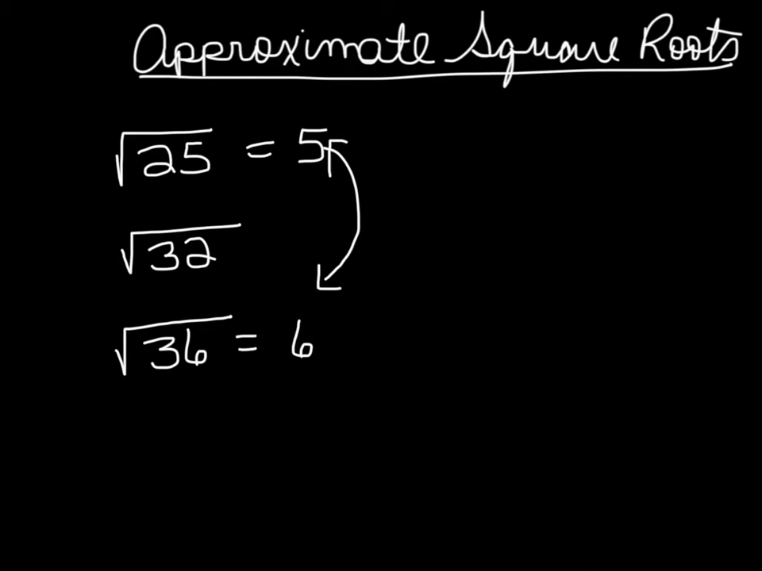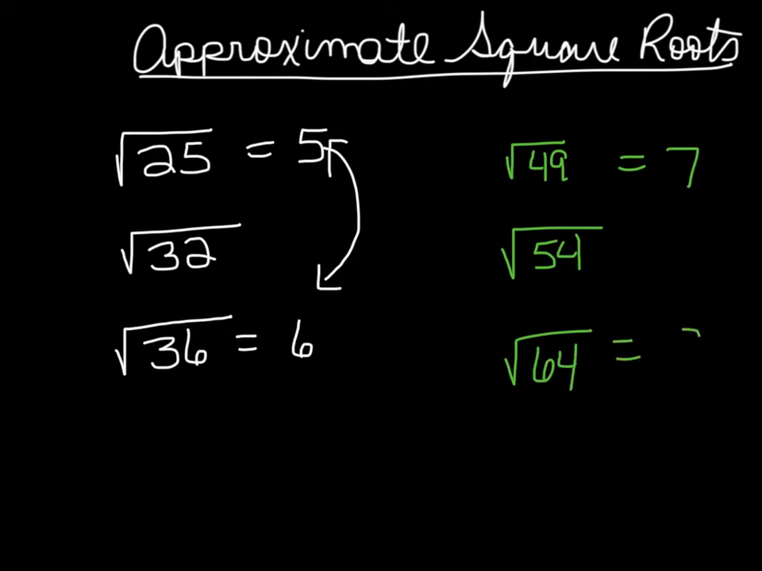Let's practice another one. How about if they say the square root of 54? Well, obviously that's not going to be a whole number, so let's find the numbers on each side of it that would have a whole number. The square root of 49 equals 7, and the square root of 64 equals 8. Because we know that 54 lies between 49 and 64, then the square root of 54 must lie between the whole numbers 7 and 8.